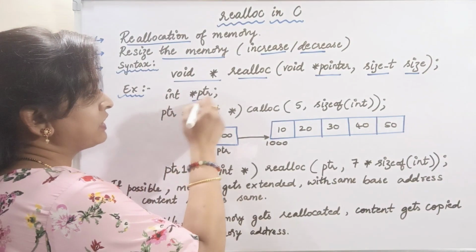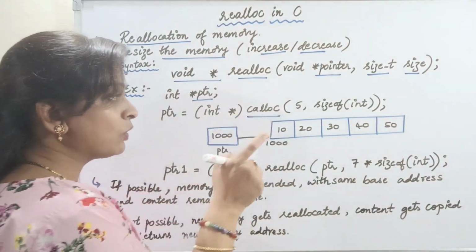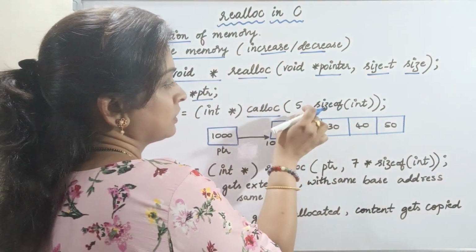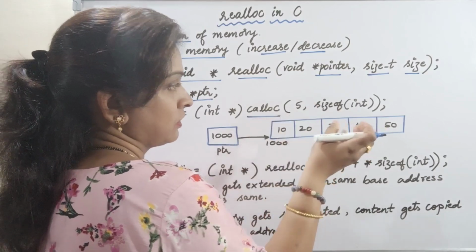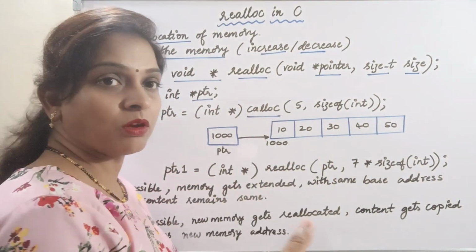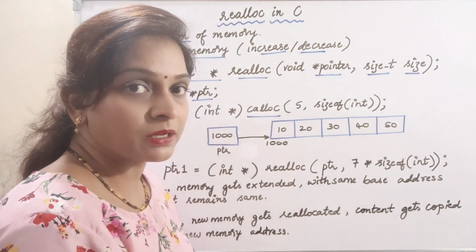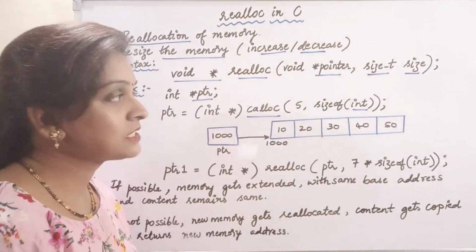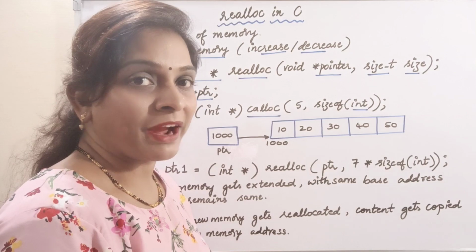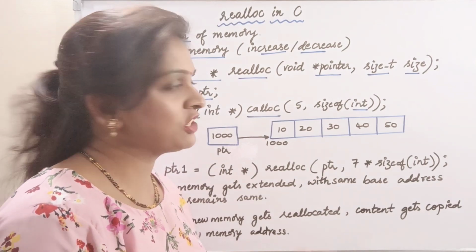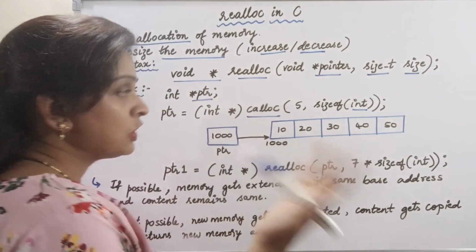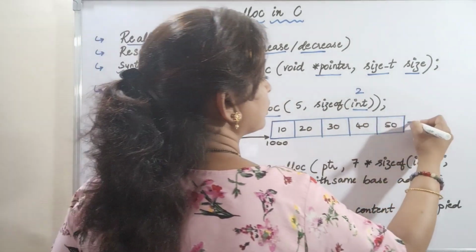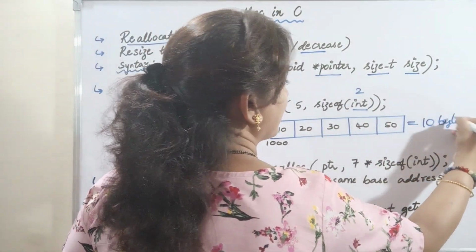So for example, we have an integer pointer, and we are allocating the memory using calloc. The calloc has allocated memory, say, I want to store 5 elements. It decides the size based on the data type. Say for example, I have 2 bytes for an integer on a 16-bit machine. If it is a 32-bit machine, it may be 4 bytes. So let me take 2 bytes. So I say 5 into 2, totally 10 bytes of memory will be allocated using calloc.